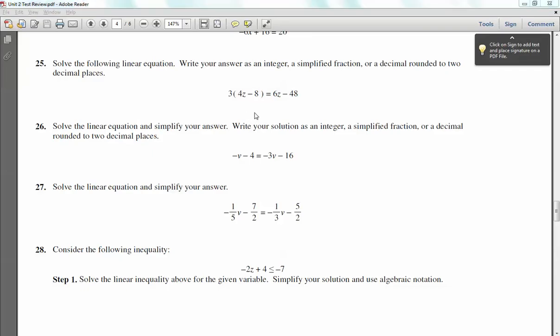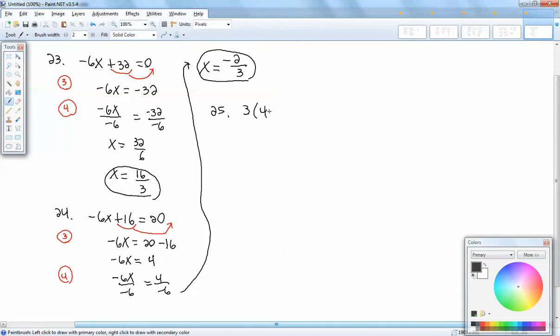We got 3 times 4z minus 8 equals 6z minus 48. Okay, first step, get rid of parentheses. We have parentheses on this one, so I'm going to take this 3 and multiply it times the 4z and times the negative 8, distributive property. 3 times 4 gives us 12z. 3 times negative 8 is negative 24, equals 6z minus 48.